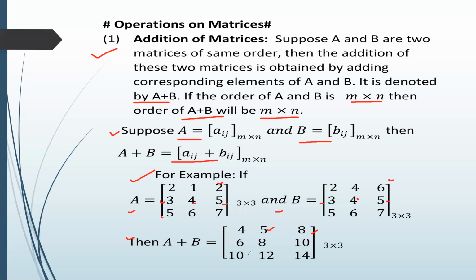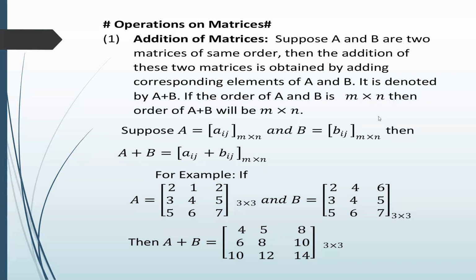So 5 plus 5 is 10. And second element is 6. Here second element is also 6. So 6 plus 6 is 12. Now third element is 7. So 7 plus 7 is 14. So is that clear how we can operate addition operation on matrix? Okay, so is that clear?